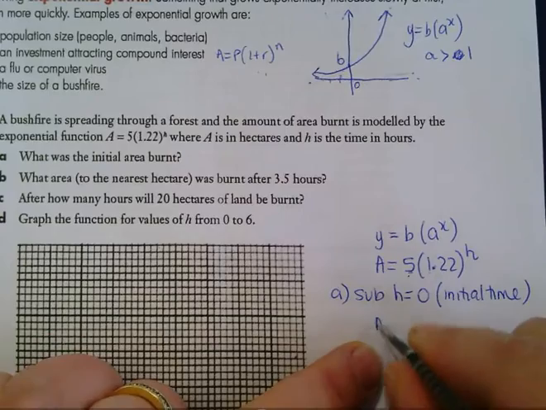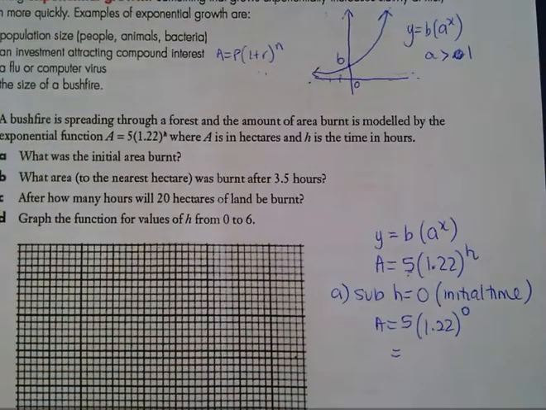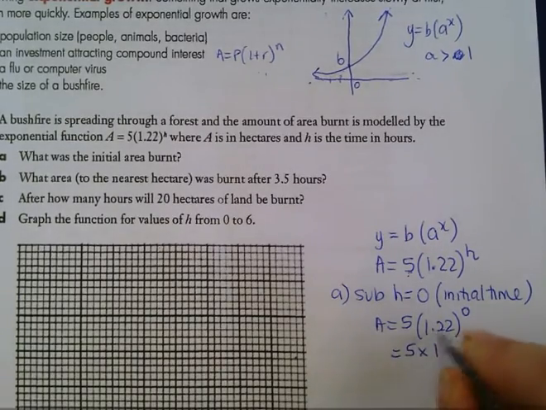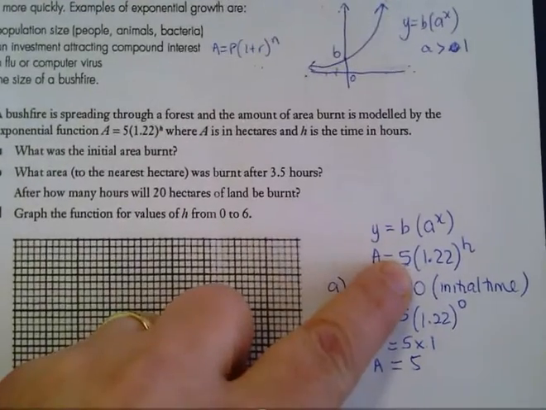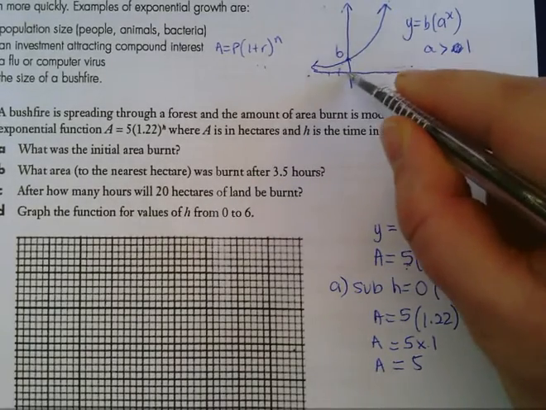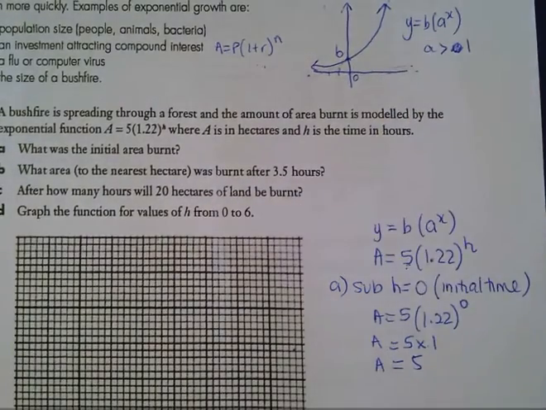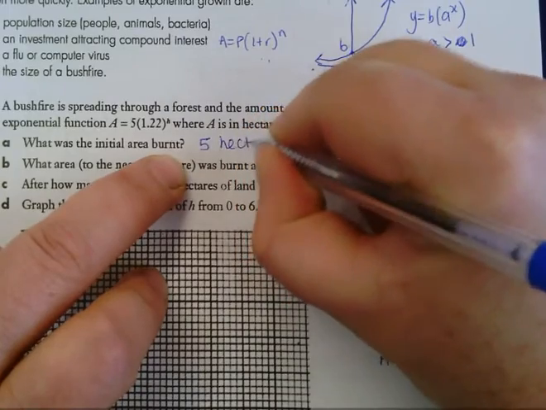You will get 5 here, because if you've got A equals 5 times 1.22 to the power of 0, you can either enter that into your calculator, or we know that anything to the power of 0 is 1. So 1.22 to the power of 0 is 1, and 5 times 1 is 5. However, if you are very familiar with the exponential function and what it looks like, you will know that the value out the front is your initial value, that value of b when x is 0. So what was the initial burnt area? It's 5 hectares.